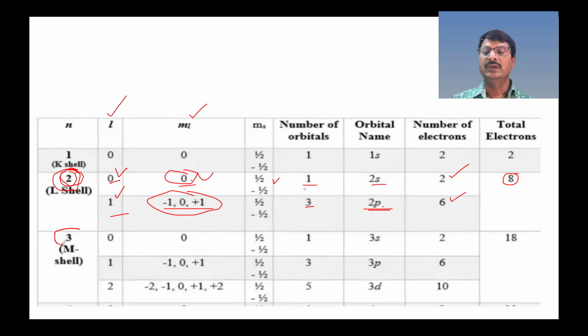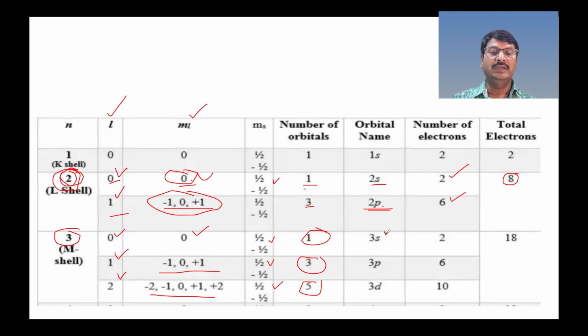Similarly, let us come to principal quantum number 3. It is having the l values 0, 1, 2. l = 0 is having the m value 0. l = 1 is having 3 m values: minus 1, 0, plus 1. And l = 2 is having 5 m values: minus 2, minus 1, 0, plus 1, plus 2. Same thing, every orbital accommodates 2 electrons. That's why they are having the spin quantum number plus half, minus half. And the number of sub-energy levels present in s is 1, p is 3 and d is 5.